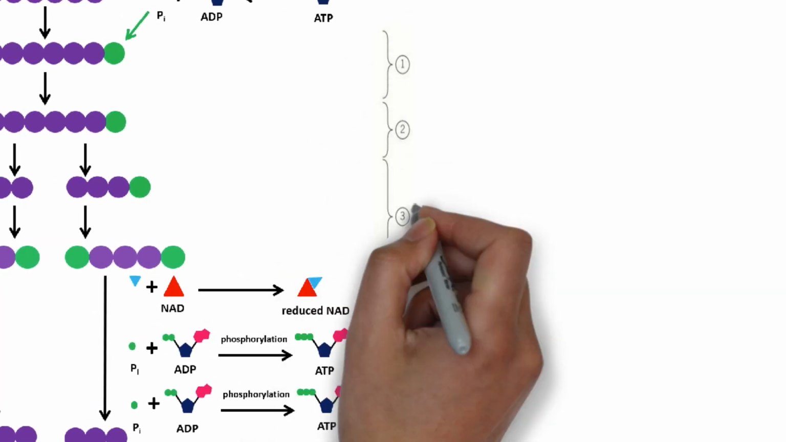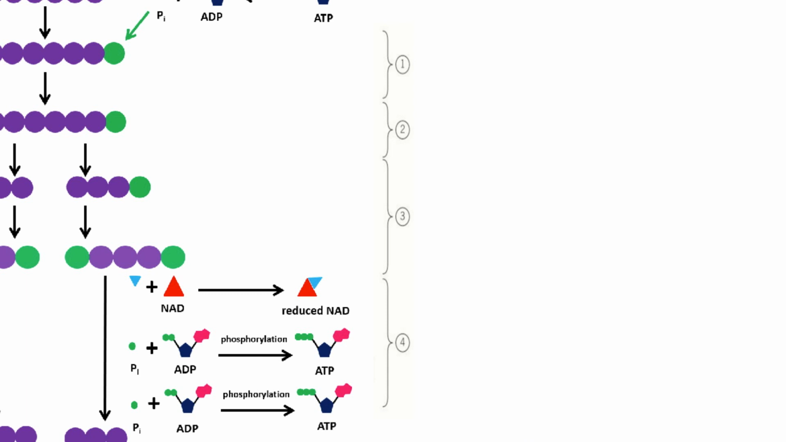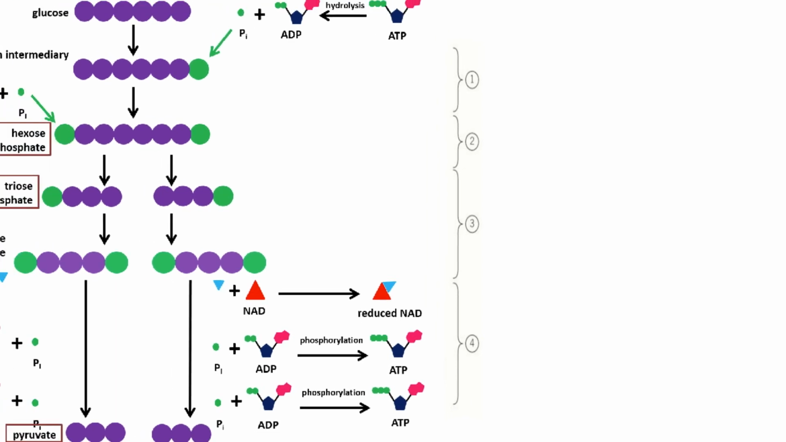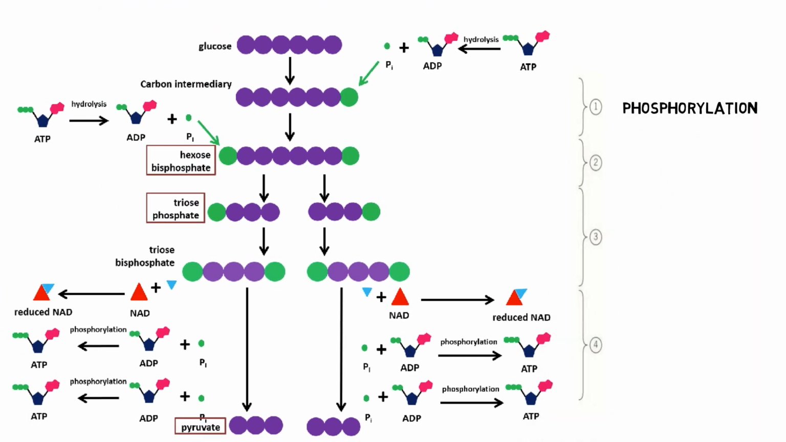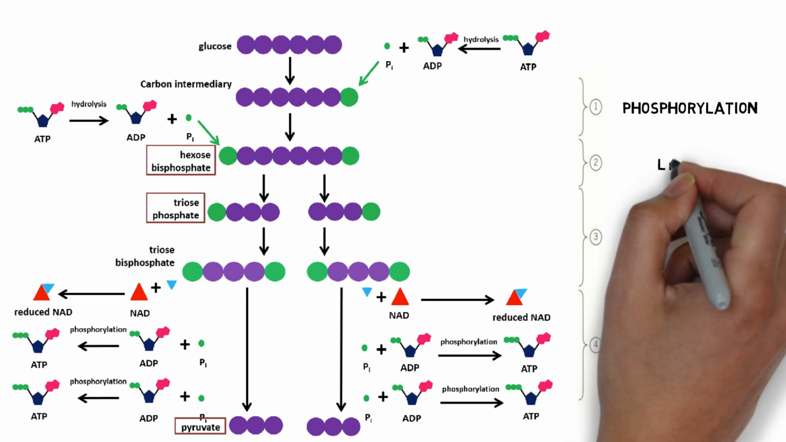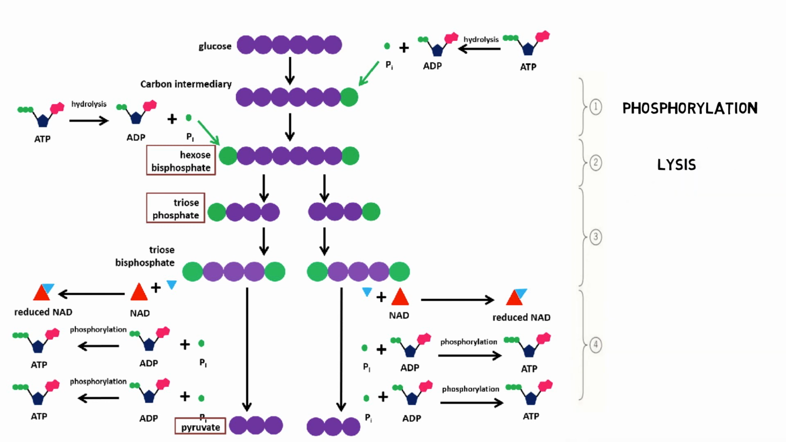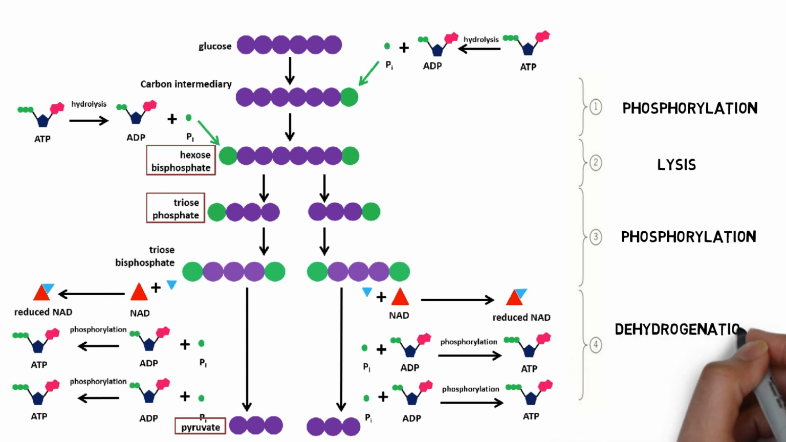We can break down the glycolysis diagram into 4 different phases. Phase 1, or part 1, which is referred to as phosphorylation. Part 2, which is lysis. Part 3, which is phosphorylation once again. And part 4, dehydrogenation.